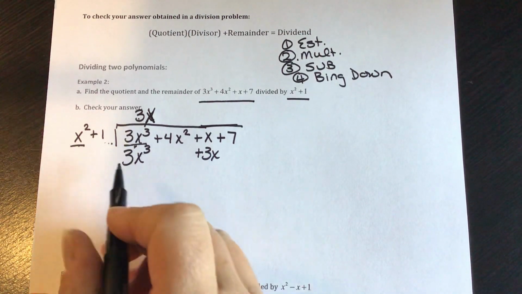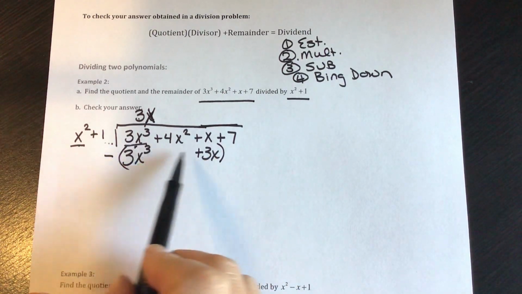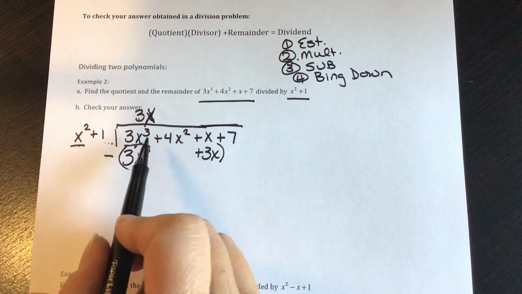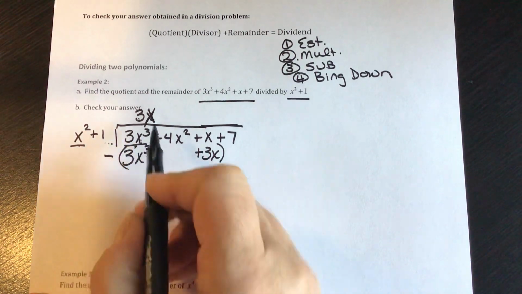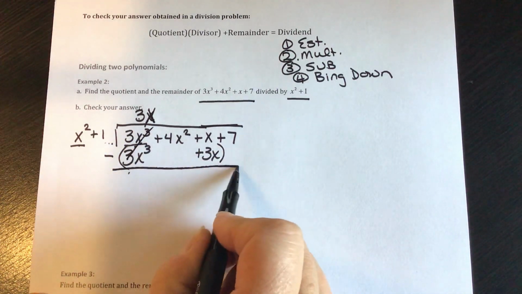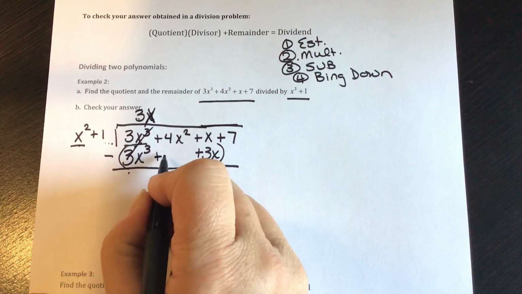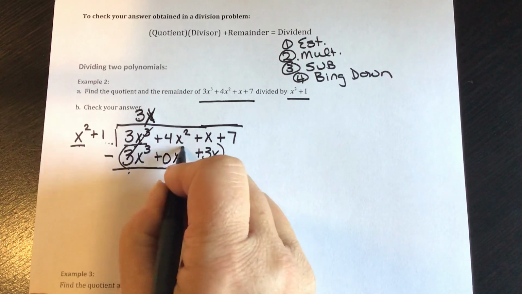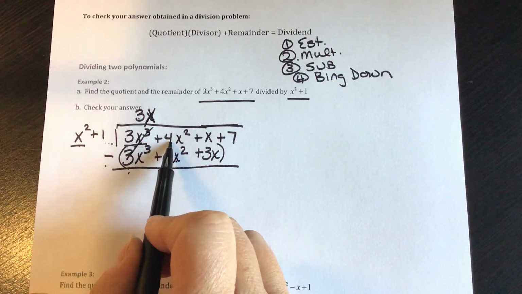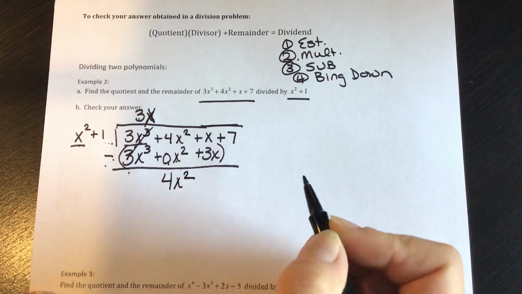So I multiplied. Now I need to subtract. And I'm subtracting all of this that I had multiplied. So I'm going to subtract 3x cubed minus 3x cubed, and that's going to cancel. I have no 4x squared, so I can put a plus 0x squared, and I'm still going to subtract here. So I have 4x squared minus 0 is 4x squared.